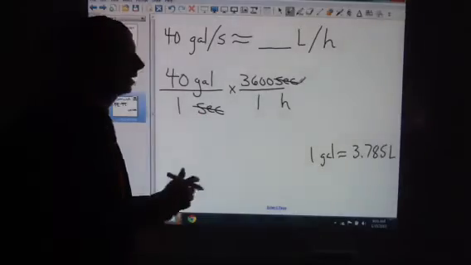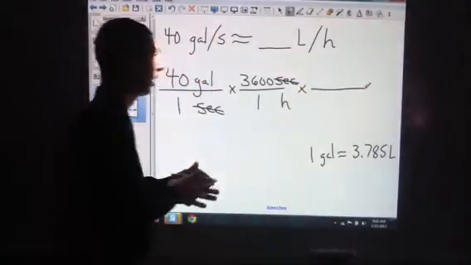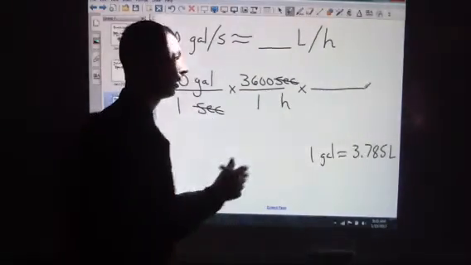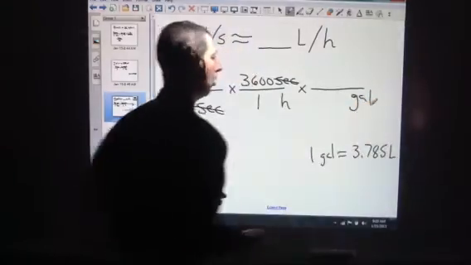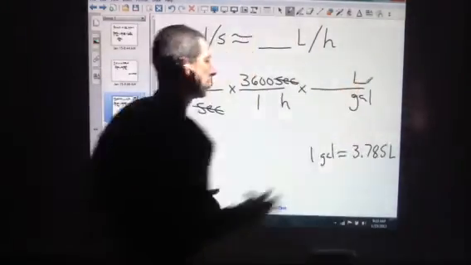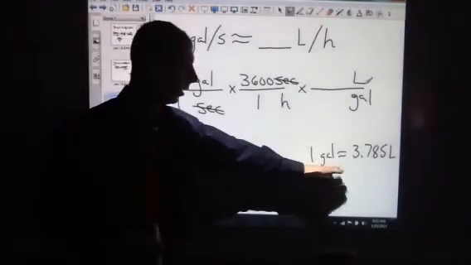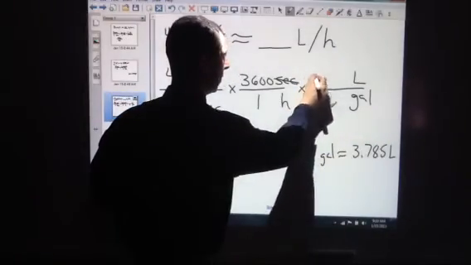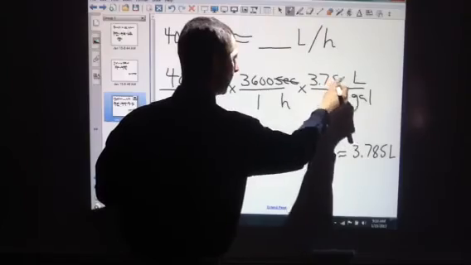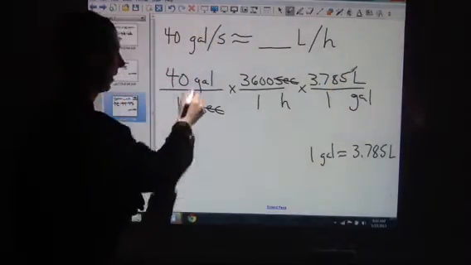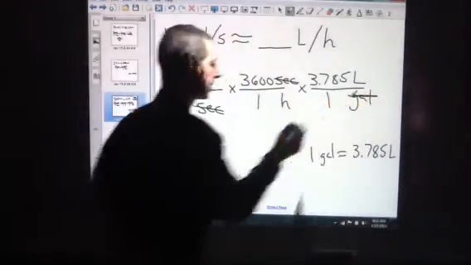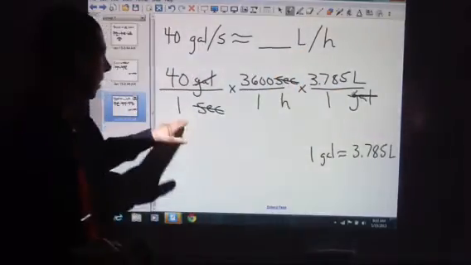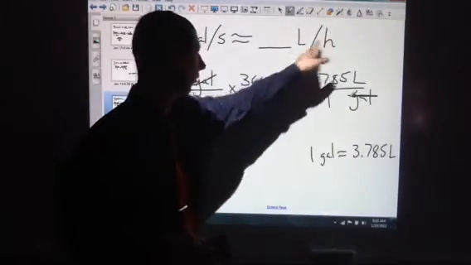Now we have to get gallons to liters, so I need another conversion factor. I want to get rid of gallons, so I'm going to put gallon down in the denominator here, and I want to get it converted to liters, so I put liters up here. Now, this is another fact you'll have to look up. 1 gallon is equivalent to 3.785 liters. So the unit gallon cancels. Looking at the units, what we have on top are liters, that's what we need, and on the bottom we have hours, and that's what we need.